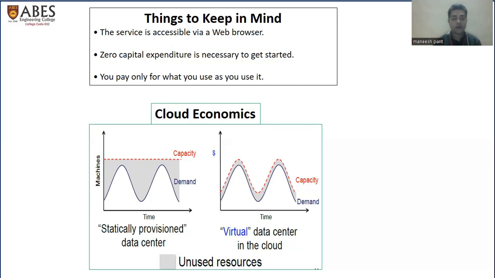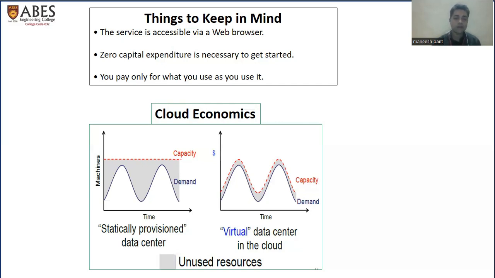So in the lower part of this slide, we have cloud economics. There are two graphs in this slide. On the left hand side, you can see the capacity. The red line of capacity is very high. Okay, so you can see in the graph that as the demand is increasing, the capacity is not moving with the demand. But on the right hand side, we have a graph where capacity is also moving with the demand.